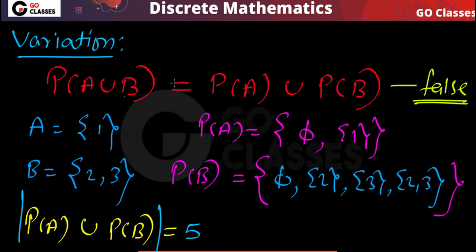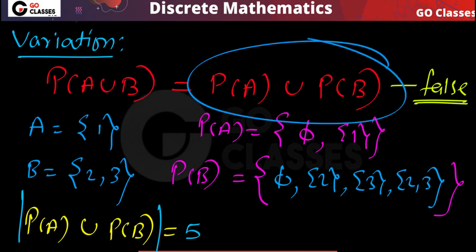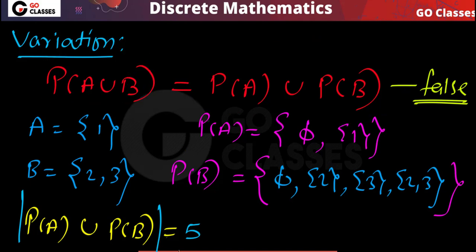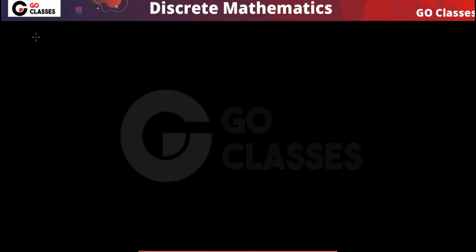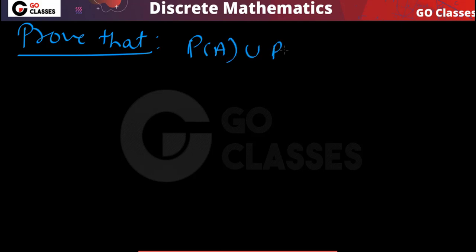Now let me tell you, this is not equal, but one of them is a subset of the other. Which is that? Just think about it. Again, pause the video and think about it. One of them is a subset of the other. Actually this is a subset of this, and this we can prove. So let's prove that. This is what we need to prove: P of A union P of B is a subset of the power set of A union B.